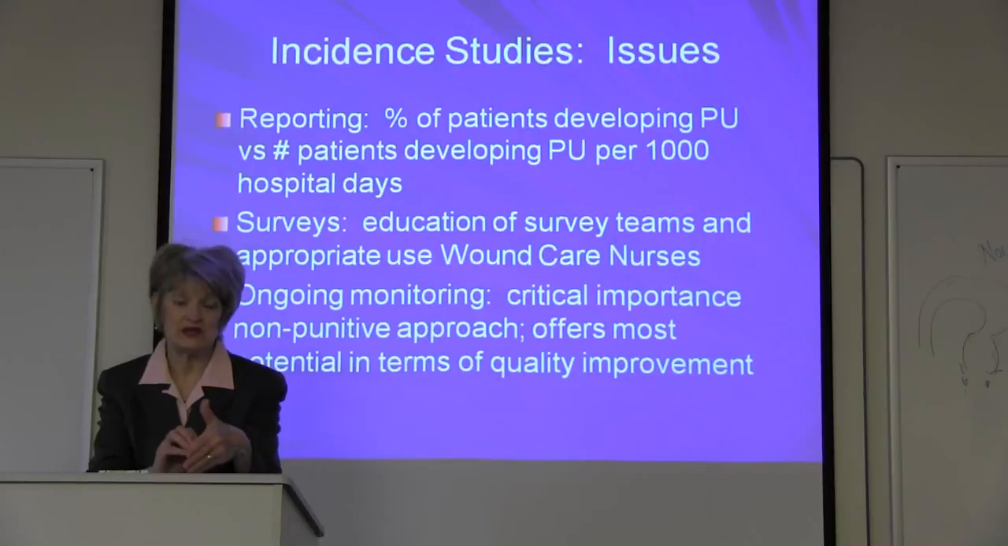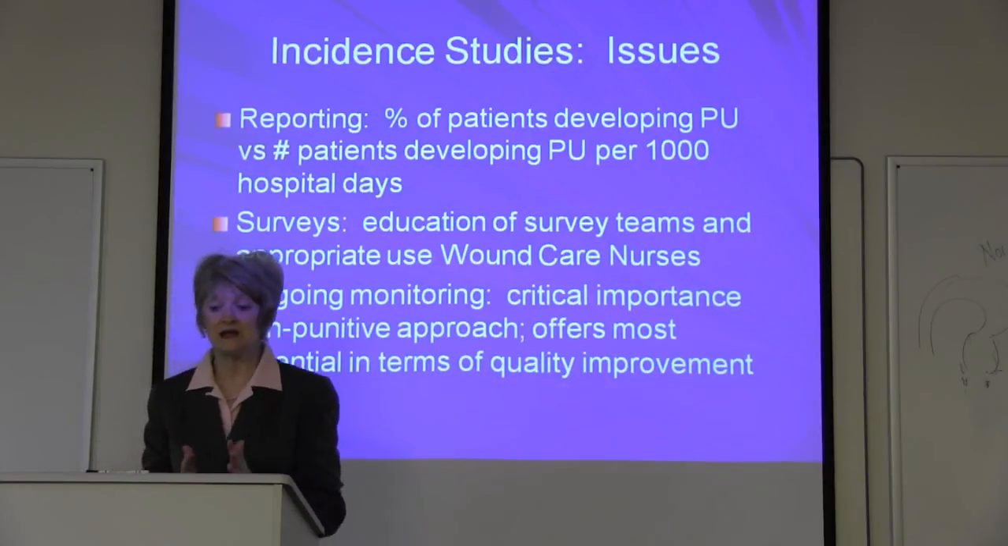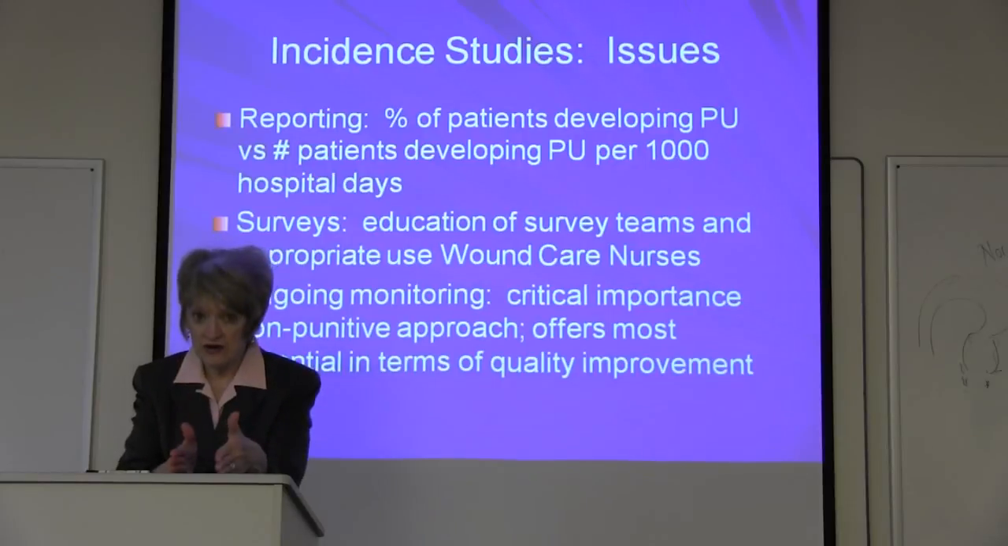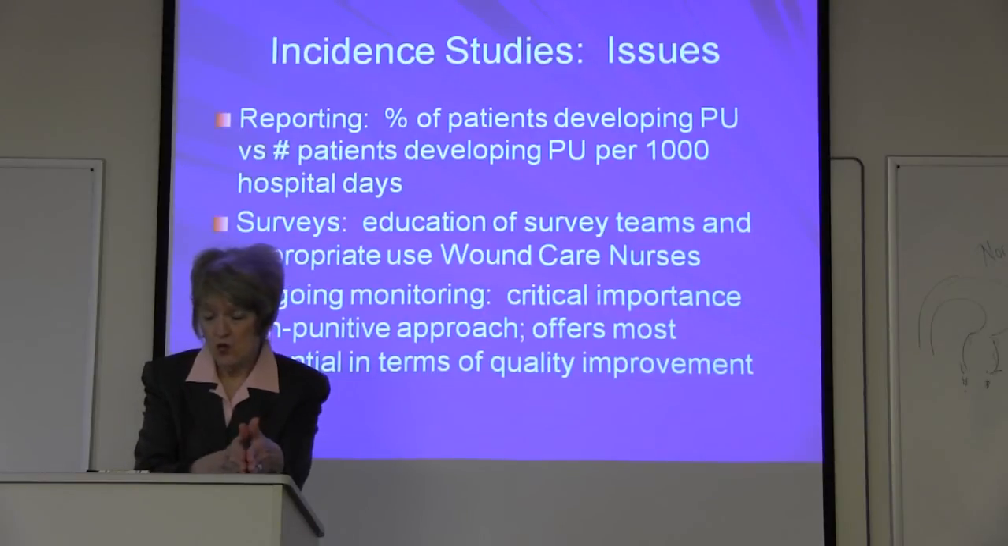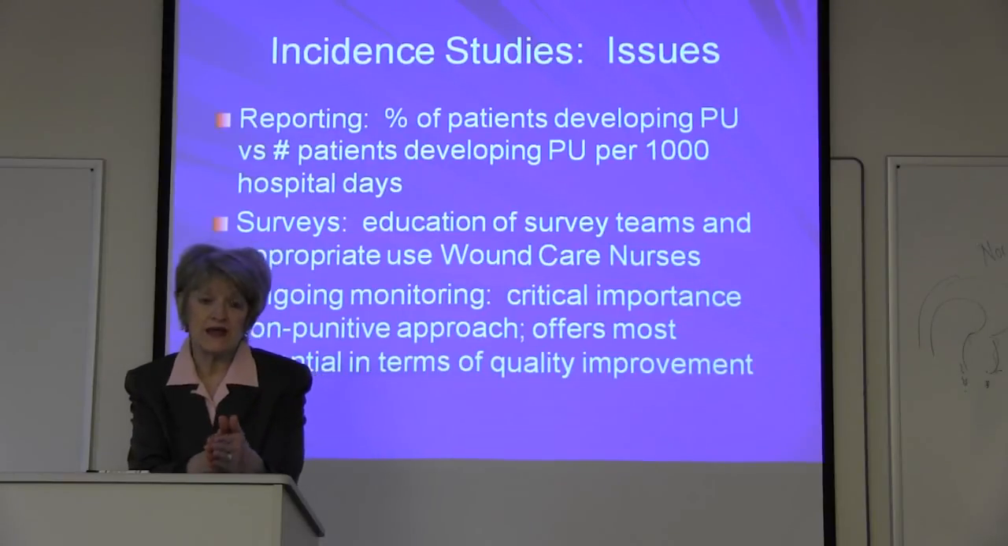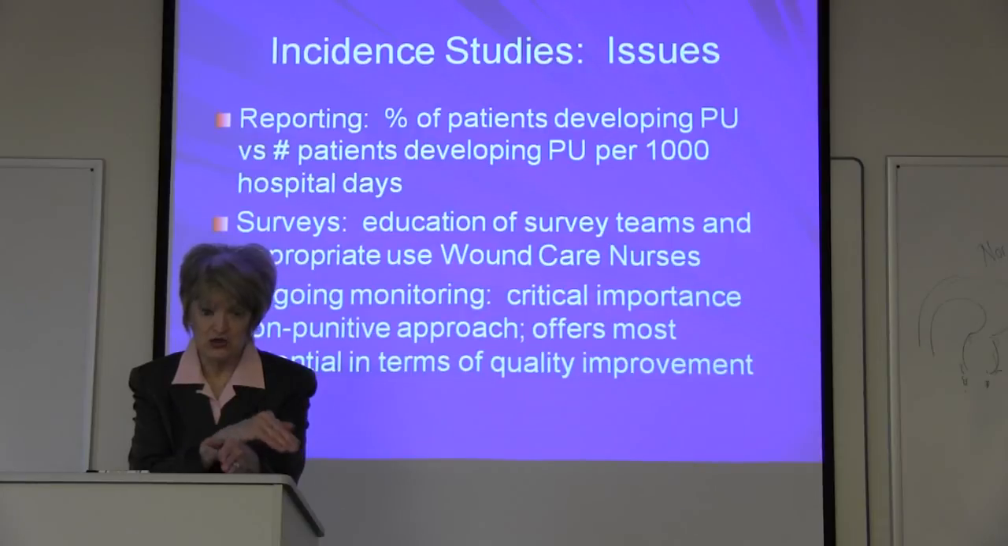So in many settings, what they do is they have the survey teams basically determine, are there areas of actual or impending breakdown that appear to be pressure related? Yes, no. Look back. Was this breakdown present on admission? Yes, no. So basically they're differentiating between normal and abnormal. And then in many settings, it's the wound care team that goes back and looks at every patient who was screened out and found to have evidence of existing or impending breakdown that was not present on admission.